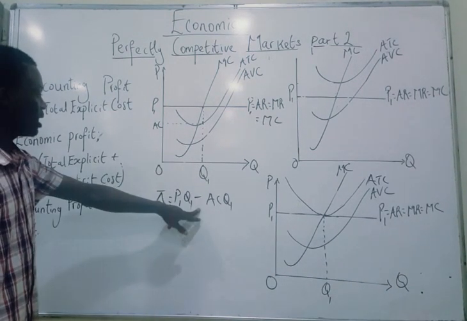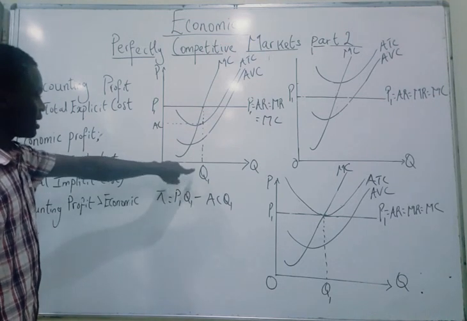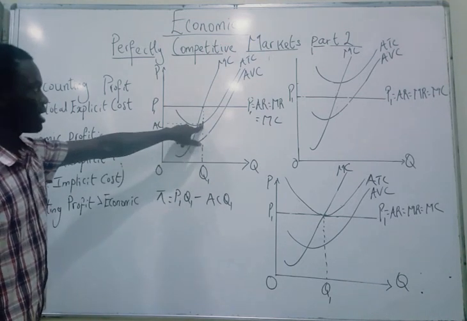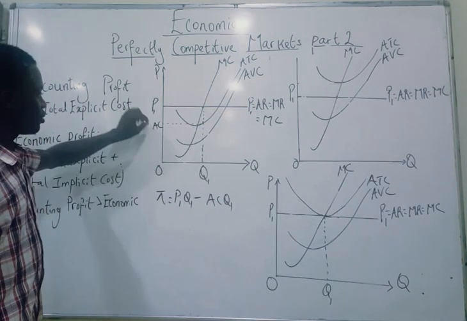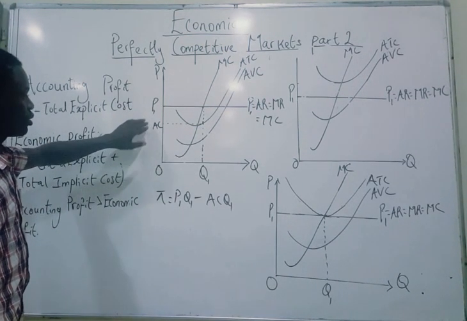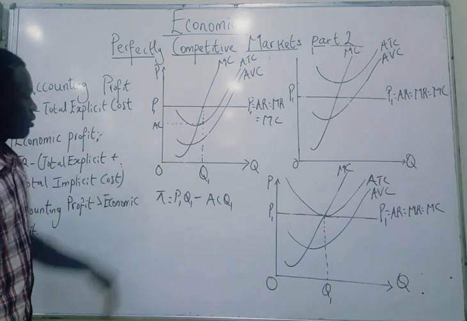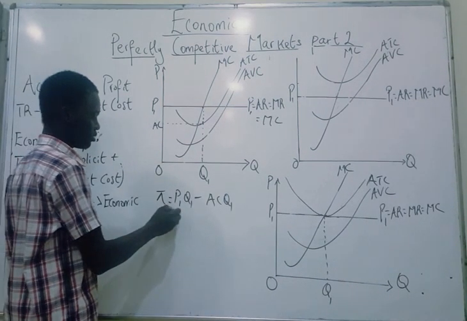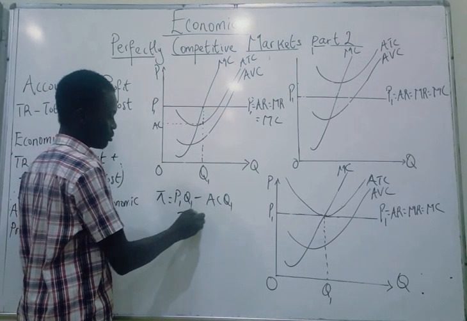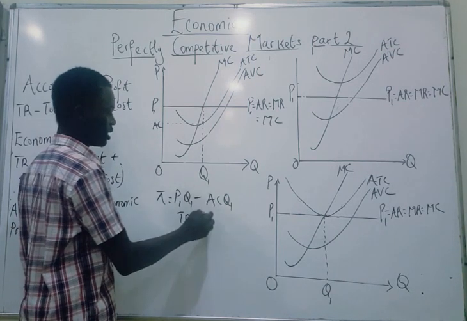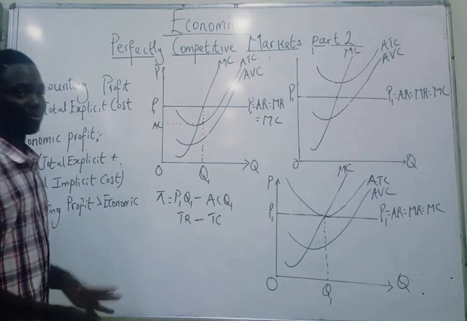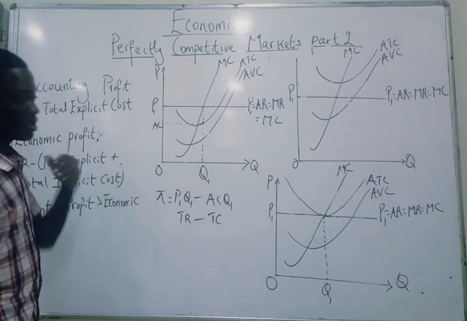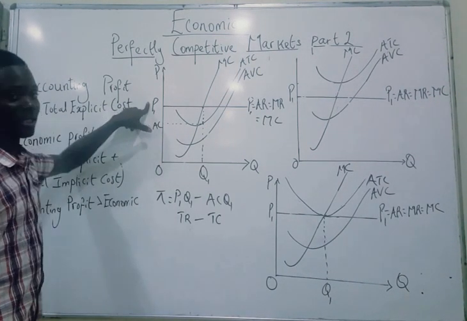Then we subtract the same Q1, having traced it to the average total cost curve, which is also called the average cost curve. We get an average cost here, so AC multiplied by Q1. All of this is TR, minus average cost times quantity, which is simply total cost. Now look at this, which is bigger? Of course, the total revenue is bigger because the price is higher.